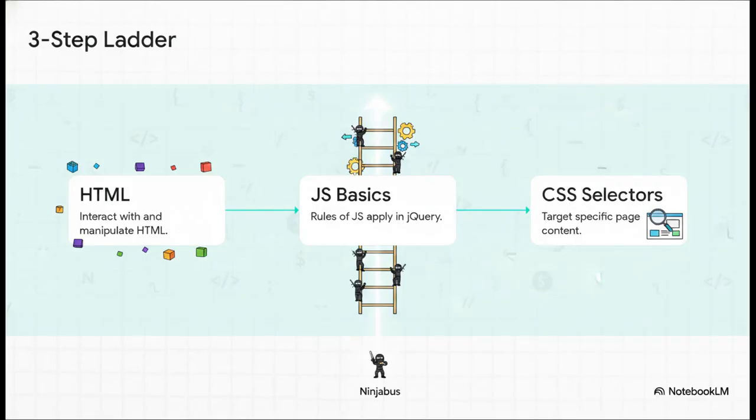All right, so we've got a 3-step prerequisite ladder here. Step 1 is HTML. Step 2 covers your JavaScript basics. And Step 3 is CSS selectors. Now, why HTML first? Because jQuery is entirely built around manipulating the document object model, or DOM. If you don't have a solid HTML structure in place, you'd basically be trying to interact with absolutely nothing.